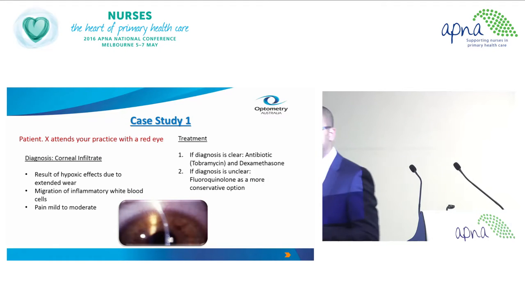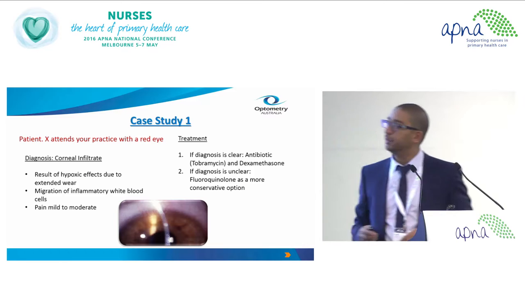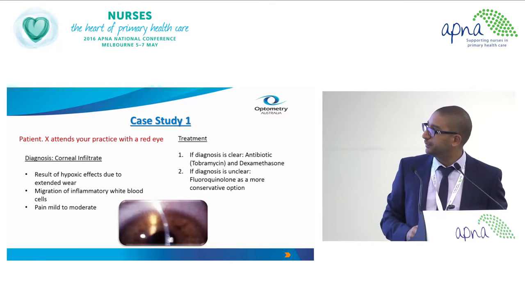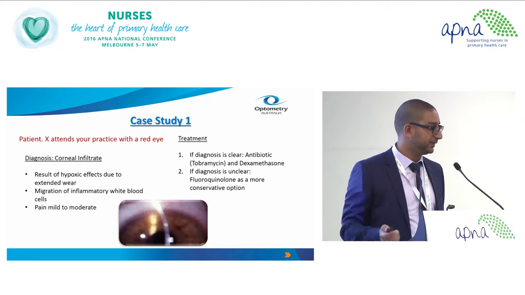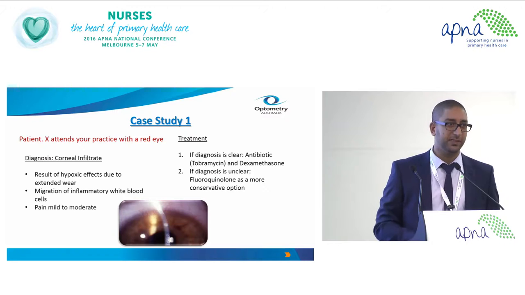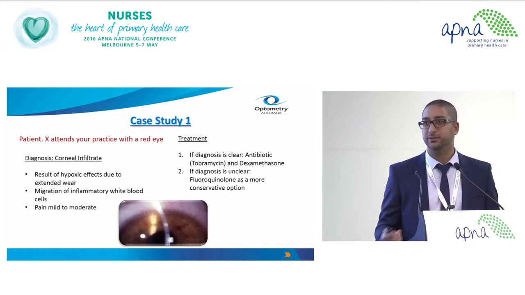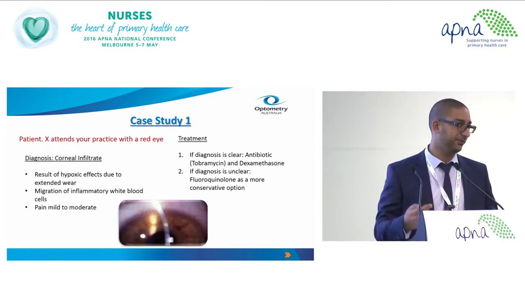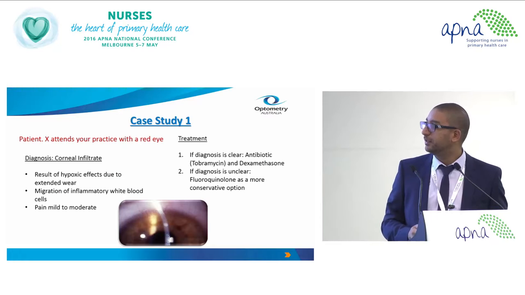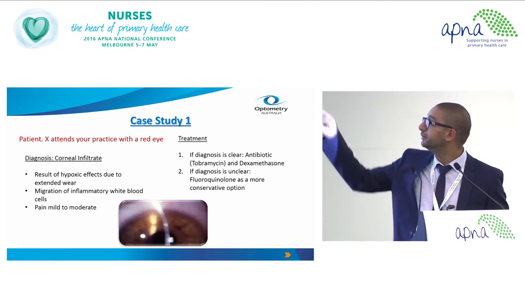So when patient X attends, we look at their eye and we deem it as a corneal infiltrate, a result of hypoxic effect due to extended wear. Shock, horror. Somebody overwore their lenses. That's probably one of the most common things we see as an optometrist. People come in with red eyes, they slept in their lenses, they had a big weekend, they just felt it was going to be okay because their friend was okay. Mild to moderate pain, they need an antibiotic and they'll be fine.